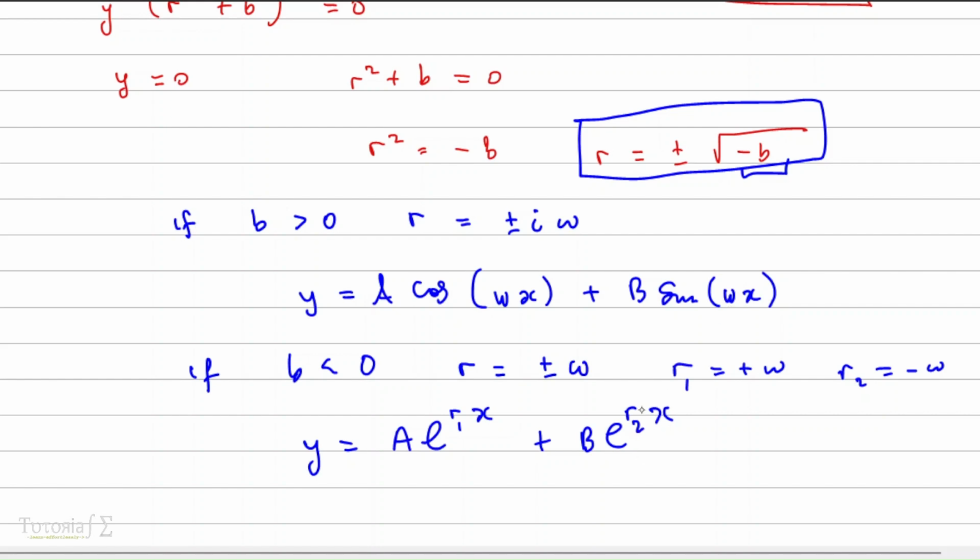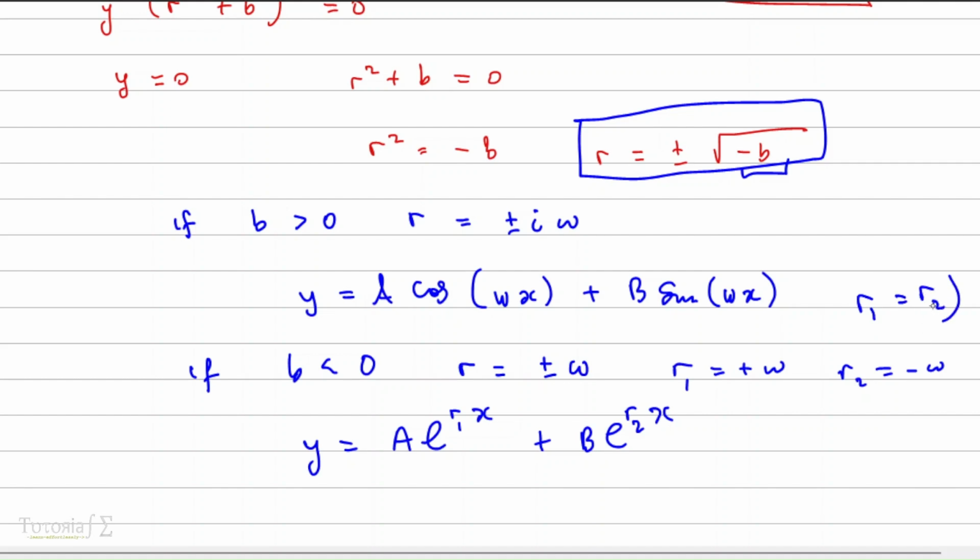Okay, so this is the case. For the complex part, we just get the w and the w, but here we get the positive part and the negative part. Then it will be like that. So there is another form if we have repeated roots, meaning that r1 is equal to r2.